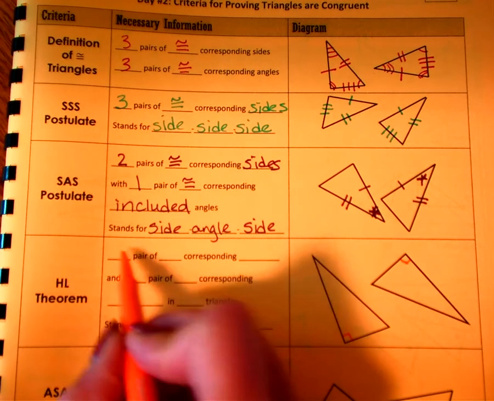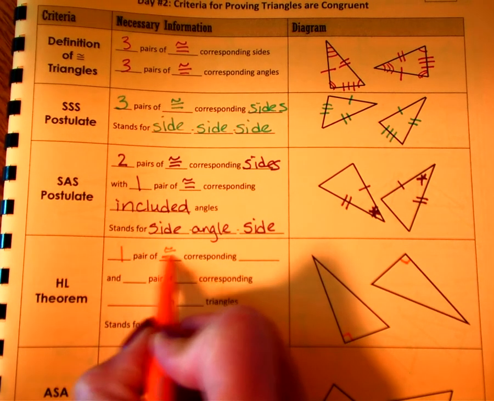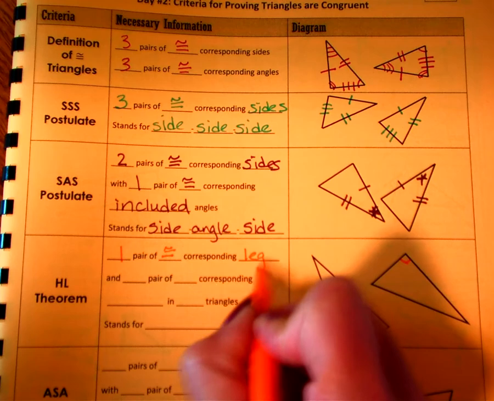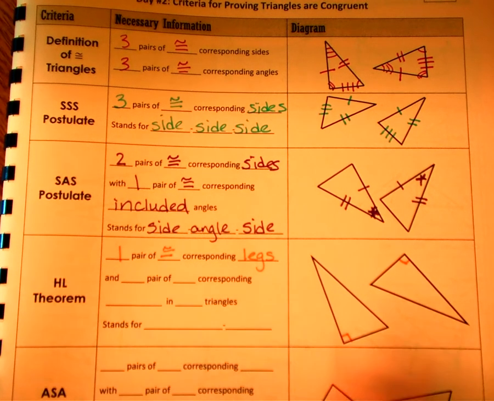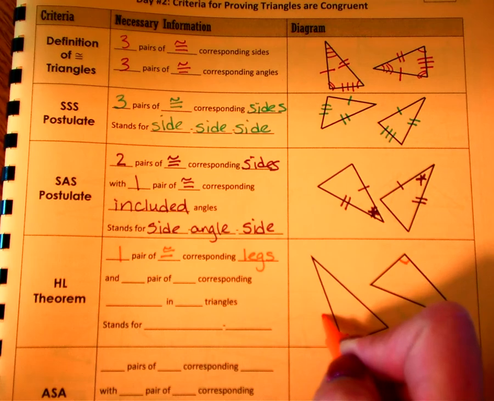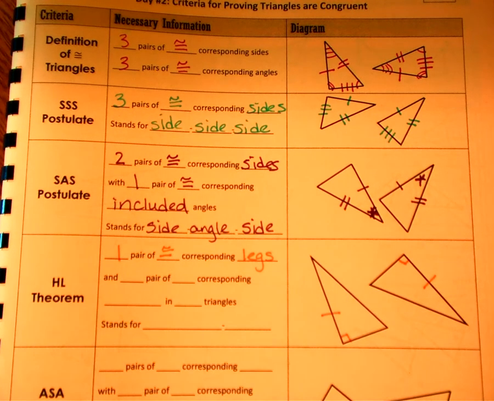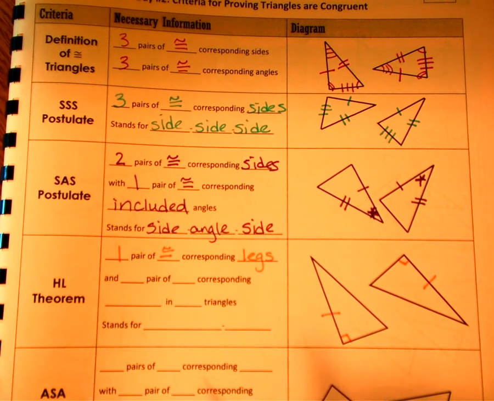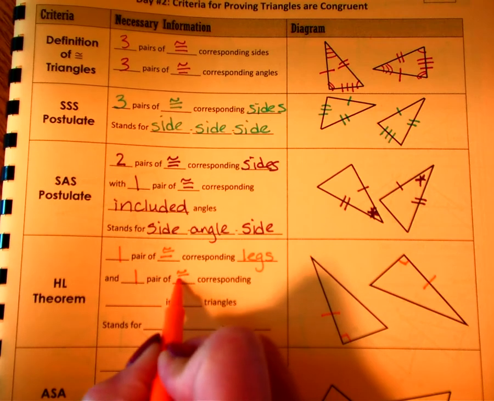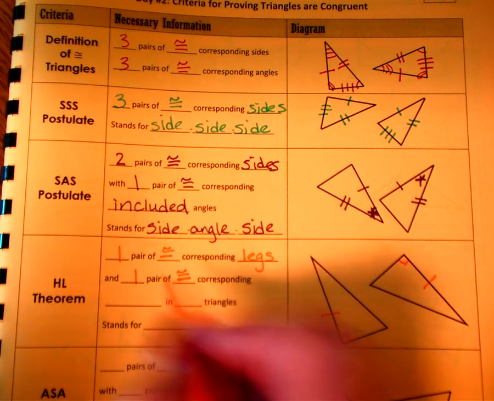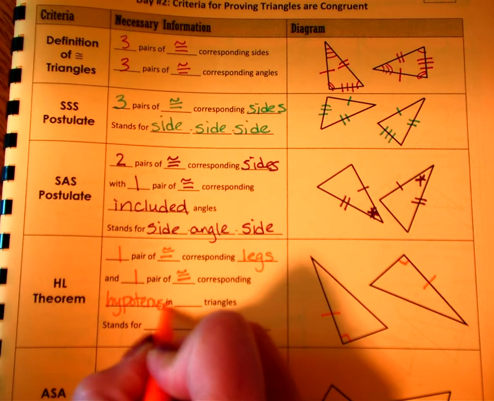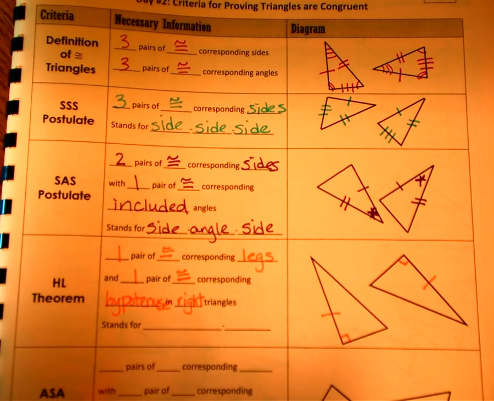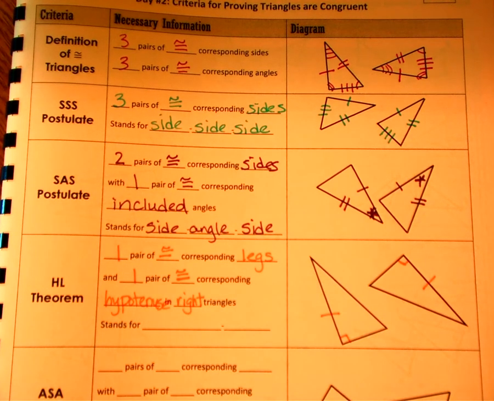HL theorem says that you have one pair of congruent corresponding legs. That means one that's not the hypotenuse, right? Okay. So for example, let's say it's this leg. And you have one pair of congruent corresponding hypotenuses in a right triangle, because you can't have a hypotenuse or a right angle if it's not a right triangle, right? Because there's a right angle, we know it's a right triangle.